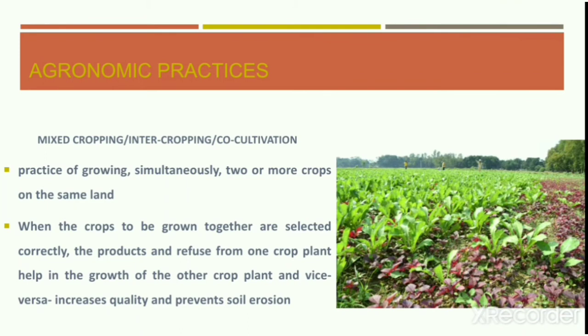Mixed cropping or intercropping or co-cultivation is the practice of growing simultaneously two or more crops on the same land. When the crops to be grown together are selected correctly, the products and the refuse from one crop plant help in the growth of the other crop plant and vice versa. Thereby, this will improve the quality of the soil and reduce erosion.